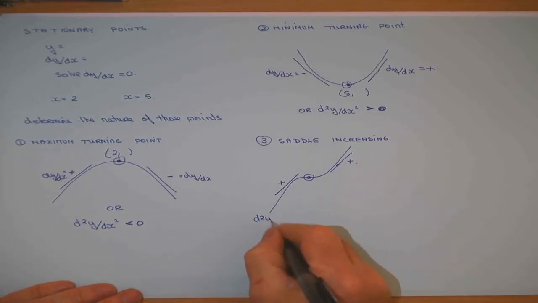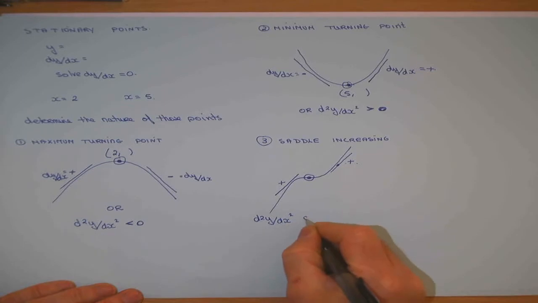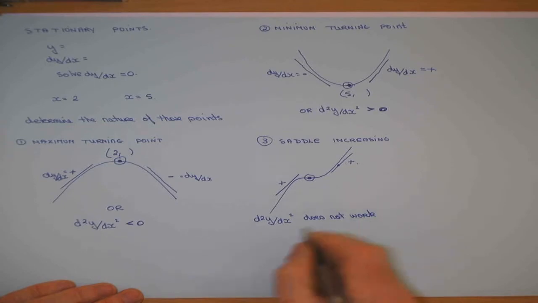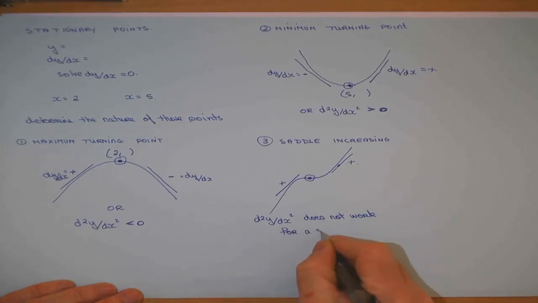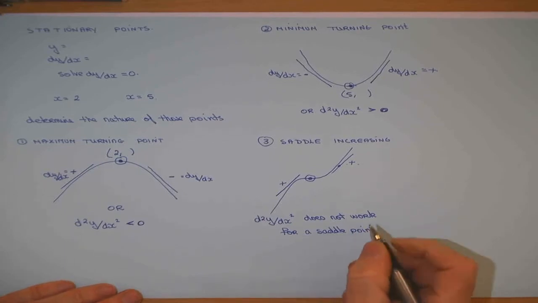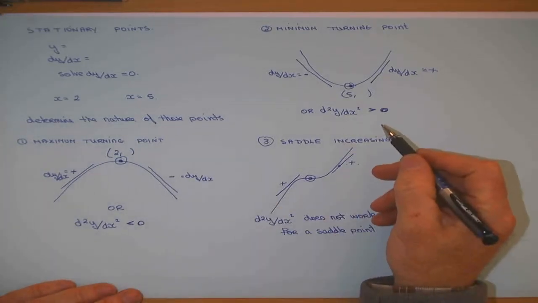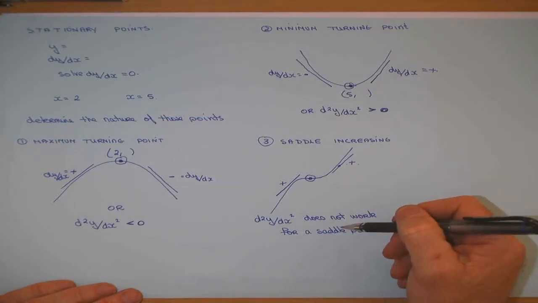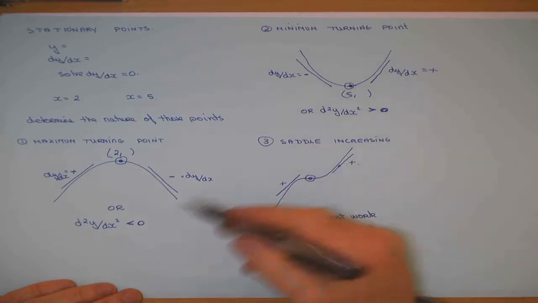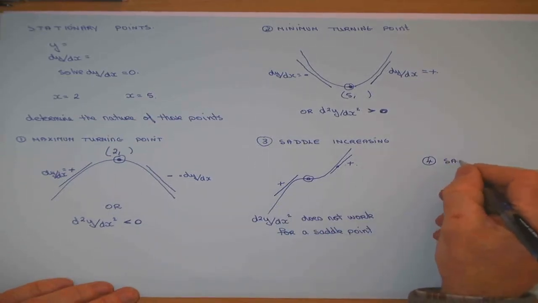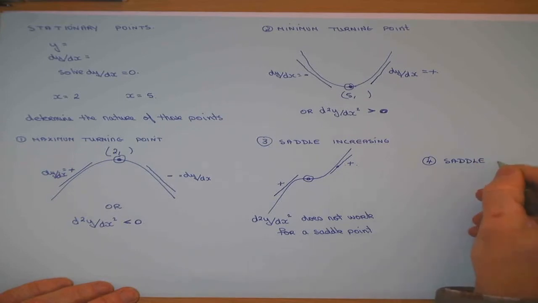And d2y/dx squared does not work for a saddle point. Therefore, you just can't use d2y/dx squared. d2y/dx squared here turns out to be equal to 0. So it's inconclusive. And your fourth point is the saddle decreasing.